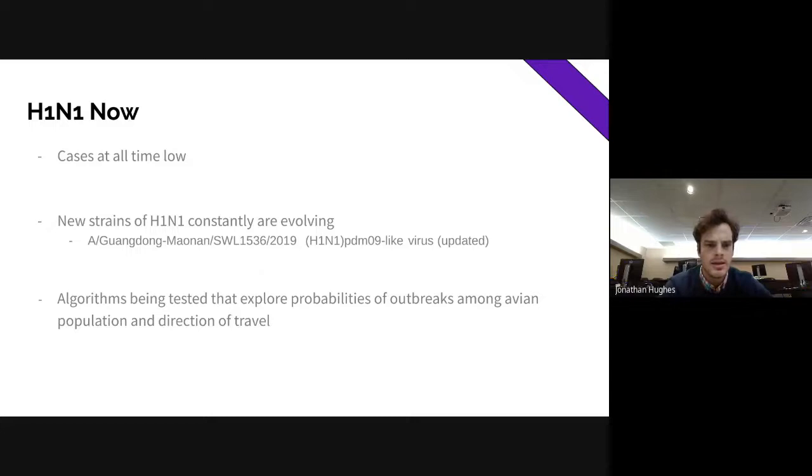Researchers are also working on mechanisms such as these algorithms, which explore the probability of outbreaks among avian populations. Like, how likely is it that a new novel H1N1 is going to break out, as well as where would it go if it was to break out.